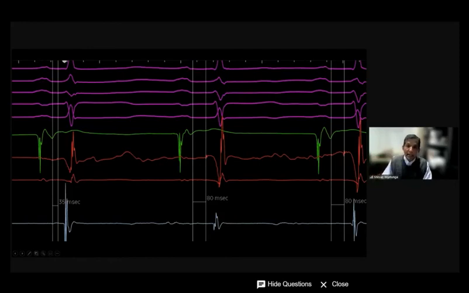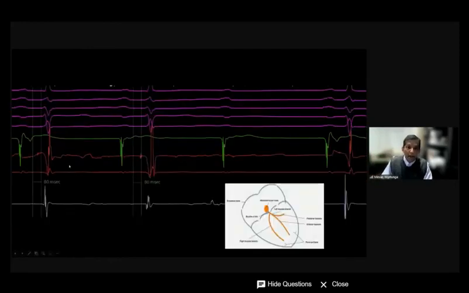And then suddenly, if you wait long enough, sorry, this marker didn't come out well, suddenly this last beat had only one His signal, it did not conduct. That means it blocked at the His level. This is intra-Hisian block.